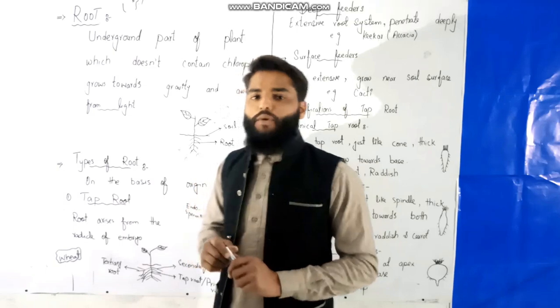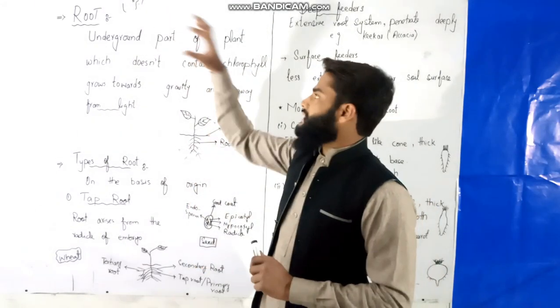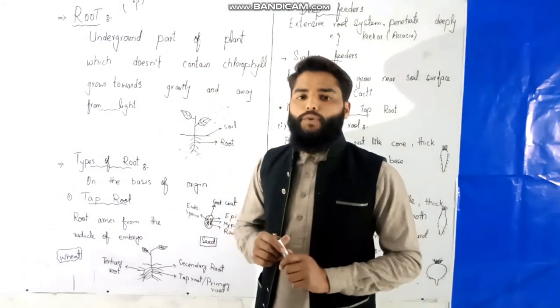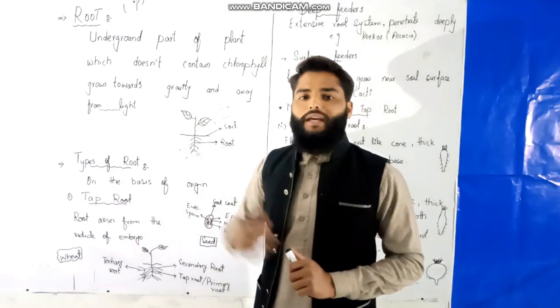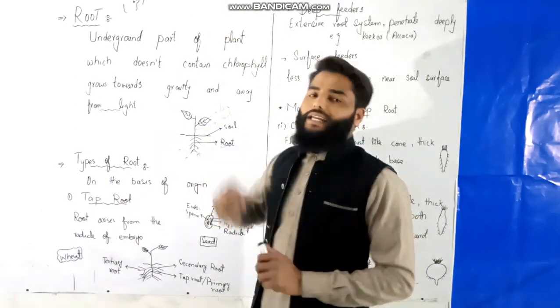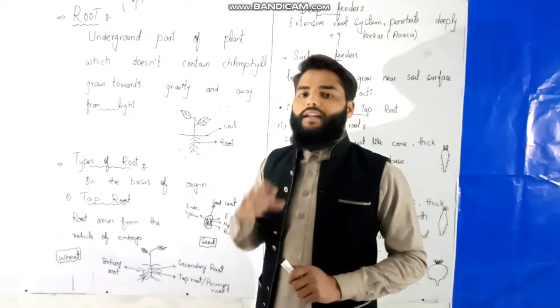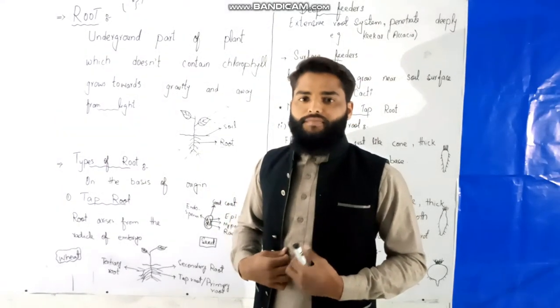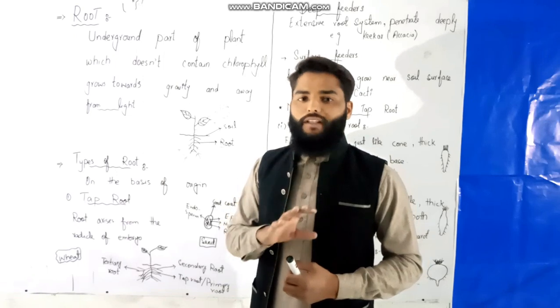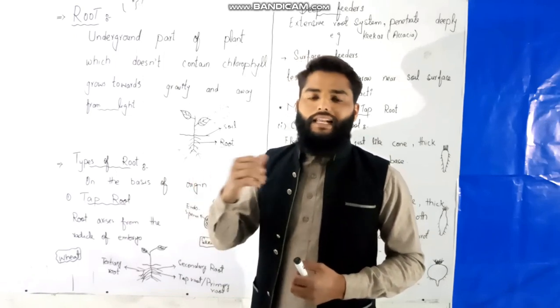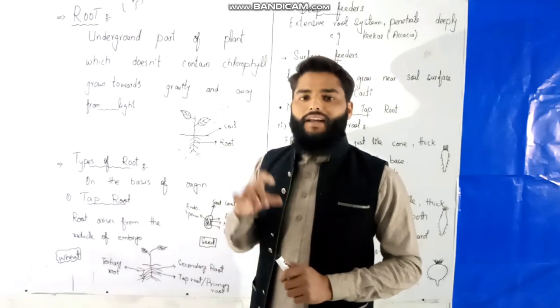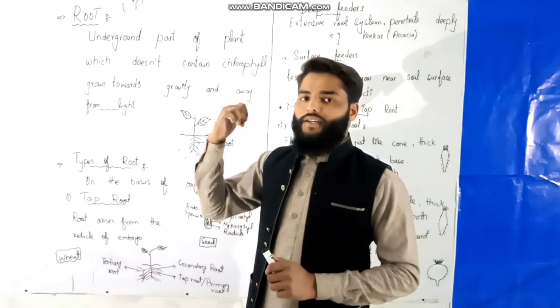So today I am going to start the first structure, that is root, जिसको हम कॉमन जुबान के अंदर उर्दू में हम जड़ भी कहते हैं. We can define the root as the underground part of the plant which does not contain chlorophyll, grows towards the gravity and away from the light. That part, that organ of plant is known as the root.